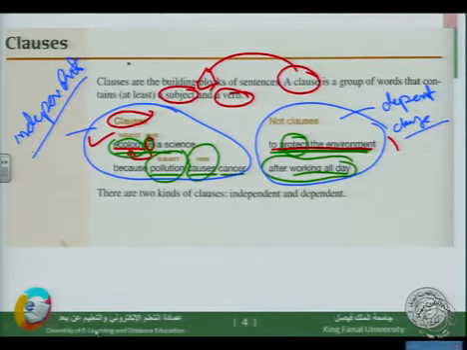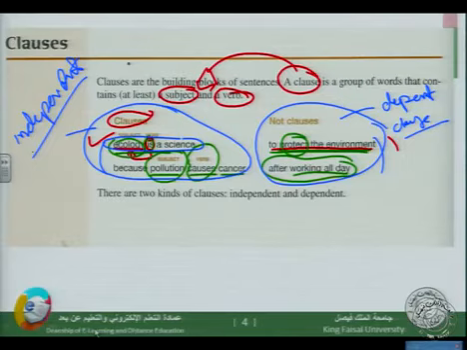شو المقصود فيها؟ The independent clause has a meaning whether it stands with other clauses or not. That is to say, إذا حكينا الجملة هذه جملة كاملة لكن لو حكينا ecology is a science، is it meaningful? Is it grammatical? Yes. It has a meaning and it's grammatical without other parts.